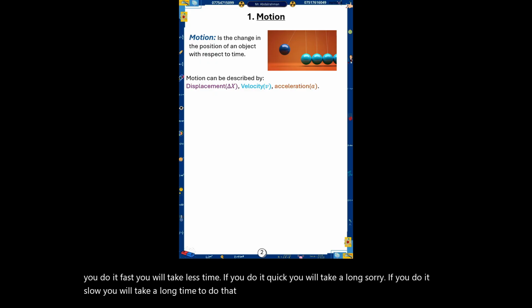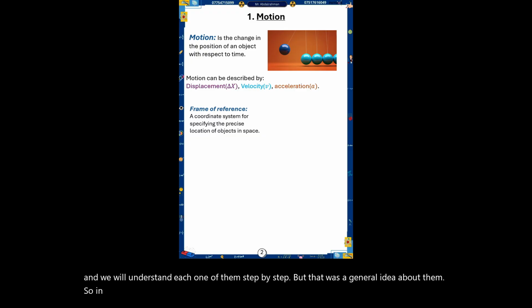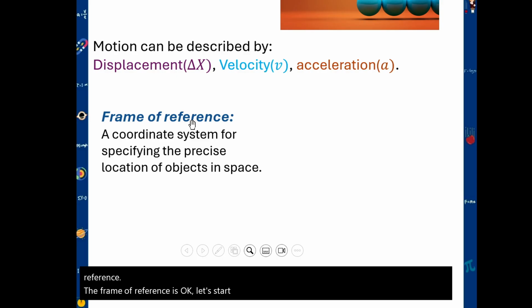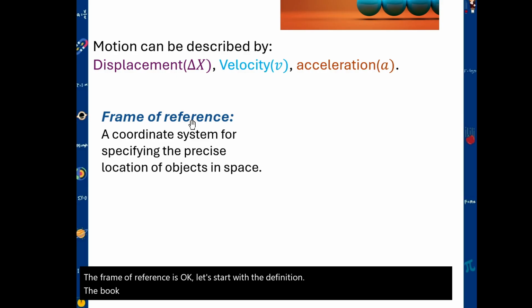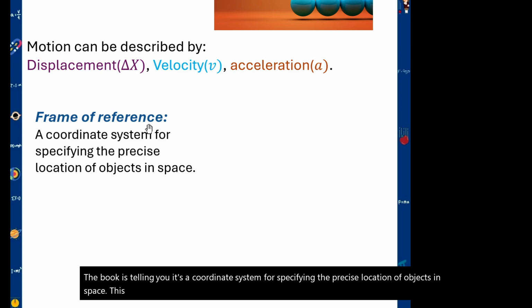Acceleration is when you change your velocity, and we will understand each one of them step by step. But that was a general idea about them. So, in order to study those quantities in physics, we need something called the frame of reference. Let's start with the definition. The book is telling you it's a coordinate system for specifying the precise location of objects in space. This may not give a very meaningful idea, but I have a better way of describing it.